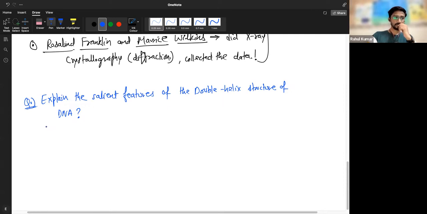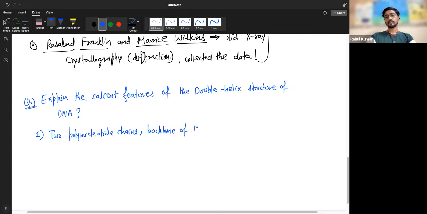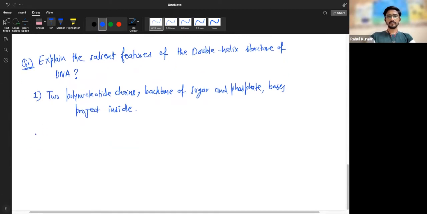First point. It has 2 polynucleotide chains where the backbone is made up of sugar and phosphate, and bases project inside. So always start with this point because this point just generalizes the overall structure. Okay. This point is clear, right? We have just discussed this.